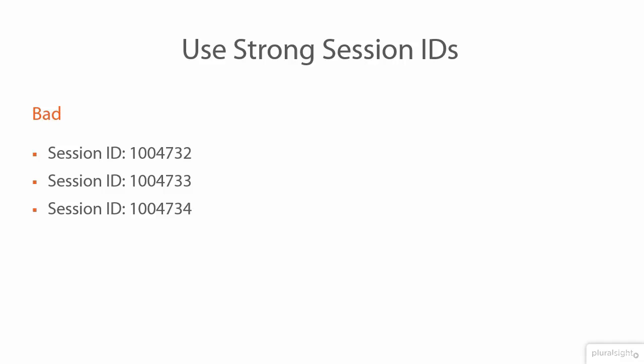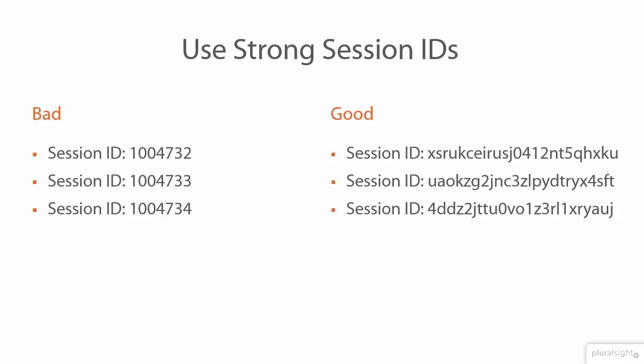Now let's compare those ones to these ones. These are all session IDs generated by Microsoft's ASP.NET framework. This is what comes out of the box. If you put something in session state in ASP.NET, you're going to get a session ID that looks like one of these guys. And clearly, these have a much higher degree of randomness than the ones on the left. In fact, let me show you just how random they are.